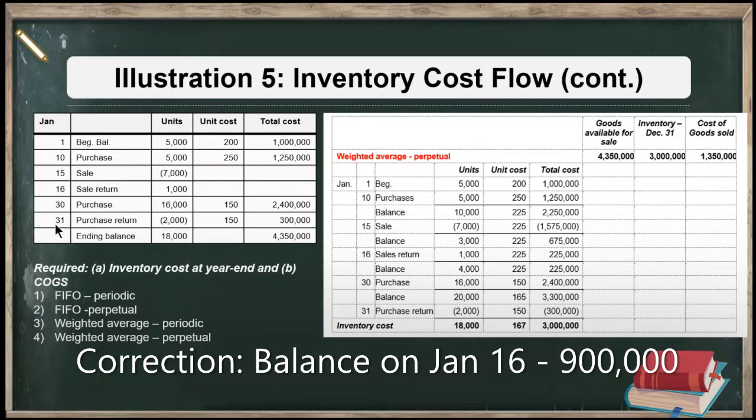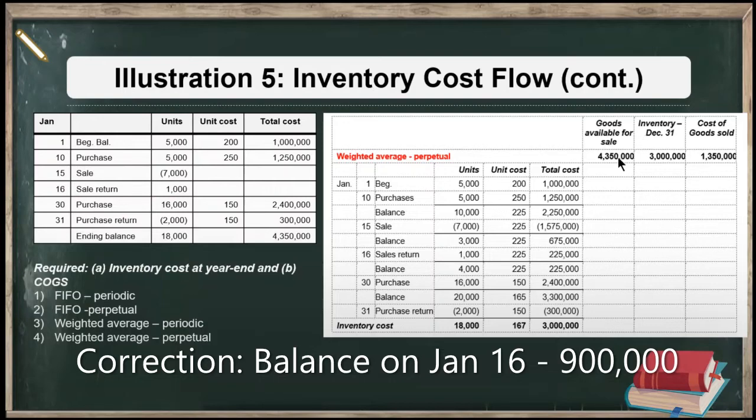The next date is a purchase return. So 2,000 times 150. Why did we use 150, ma'am, and not 165? Because this purchase return is coming from that purchase, the one at 150. So we use 150, not 165, since we return the items to our supplier at what we bought them for, which was 150. So 2,000 times 150 is 300,000. Then 3,300,000 minus 300,000 is 3 million, divided by 18,000 units, that's 167. Again, you recompute the unit cost every time there's a purchase and every time there's a purchase return.